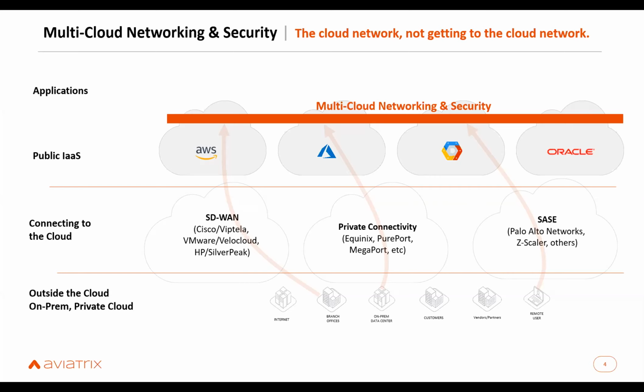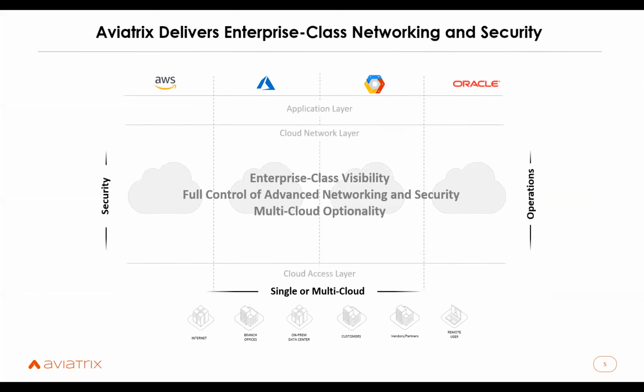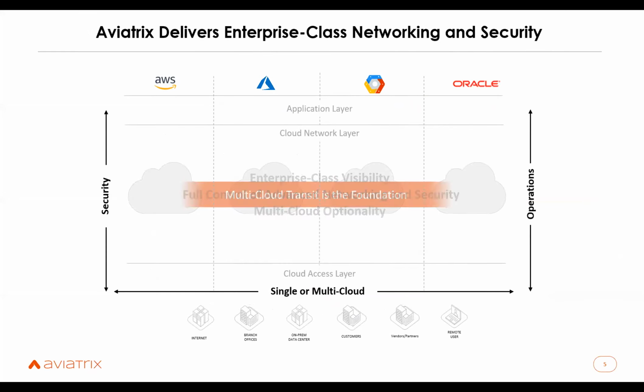Now we have some tie-ins, as I mentioned, to those SD-WAN providers. We do work with and integrate with some of the private connectivity providers as well as the SASE providers. But all of those are connectivity mechanisms into the cloud, and then Aviatrix really takes over from there. When we look at a general cloud environment, we start with the foundational piece, which is transit across and in between those clouds. That's where Aviatrix really starts to fit in.